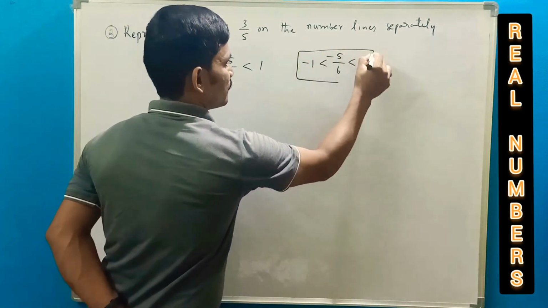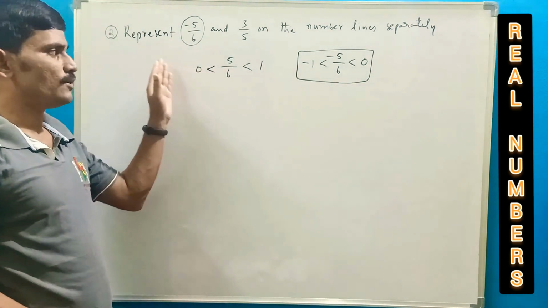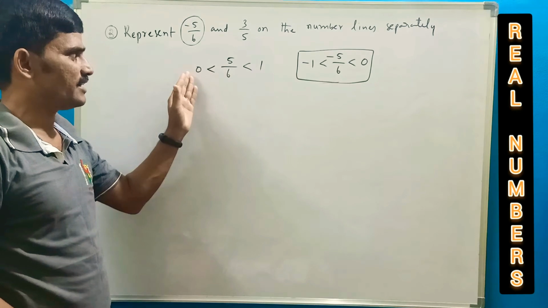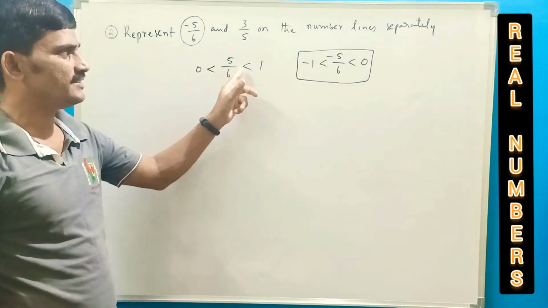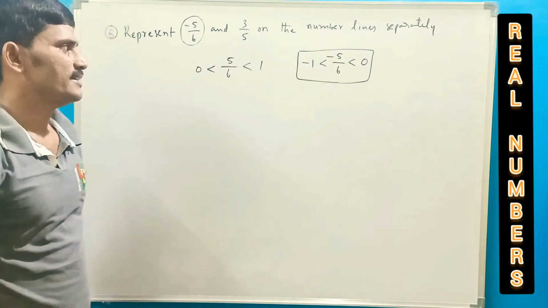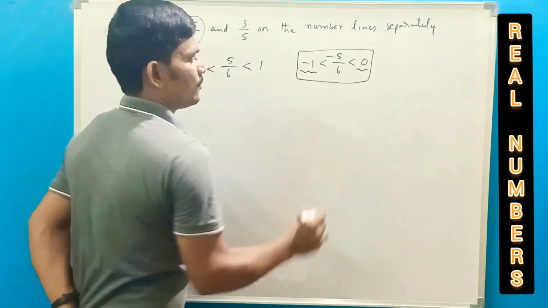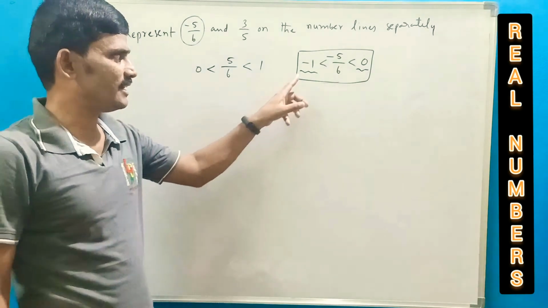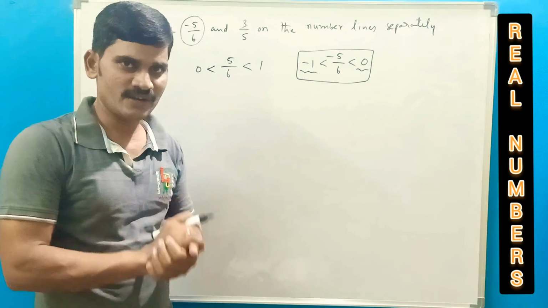So this is what we require. If it is negative, it lies between 0 and minus 1. If it is positive, it lies between 0 and 1. That is the difference between 5 by 6 and minus 5 by 6. So in this case, you have two integers. What are they? Minus 1 and 0. They must be on the number line first.